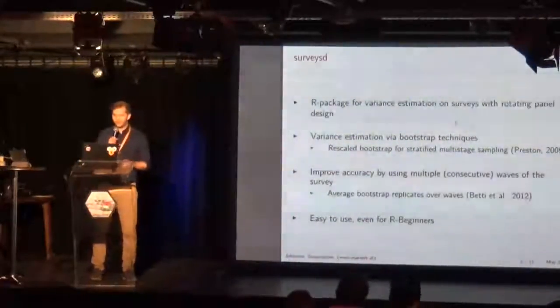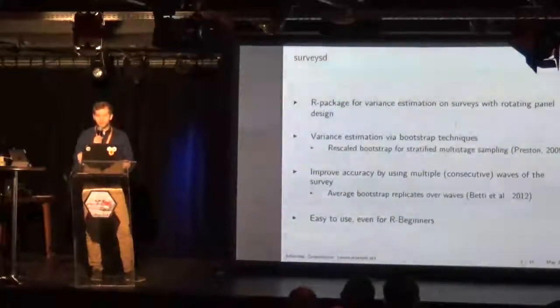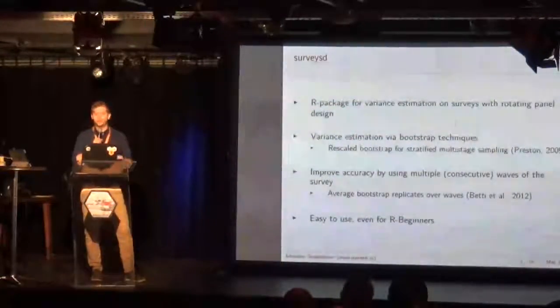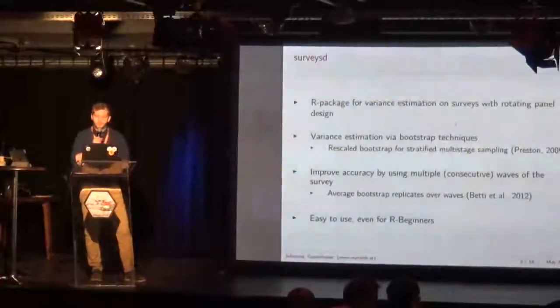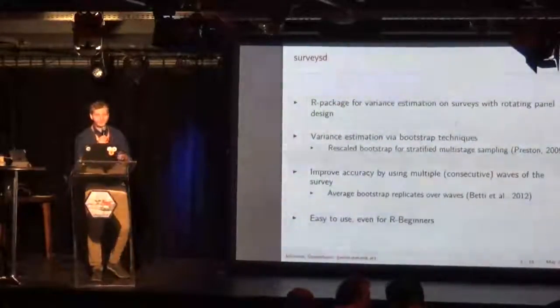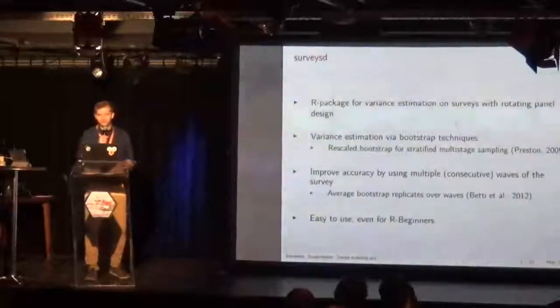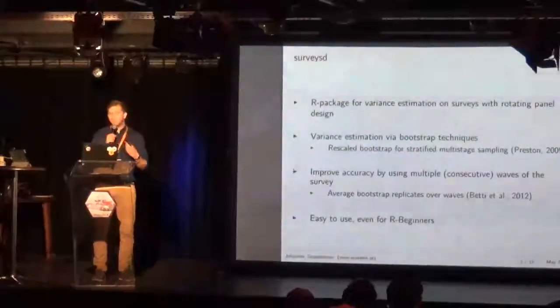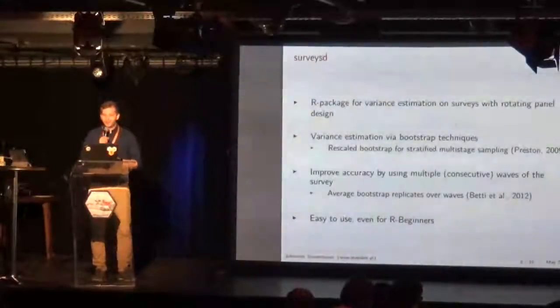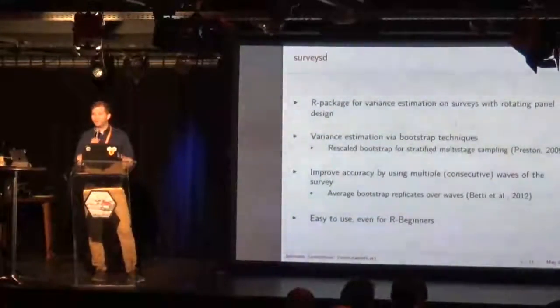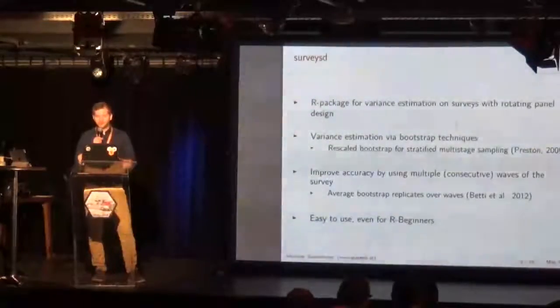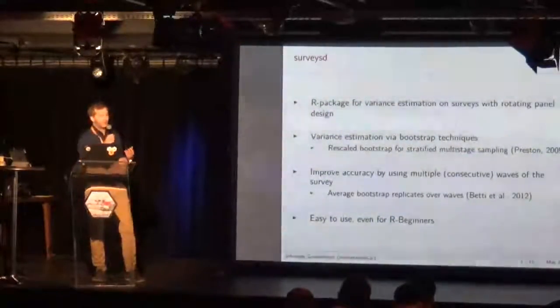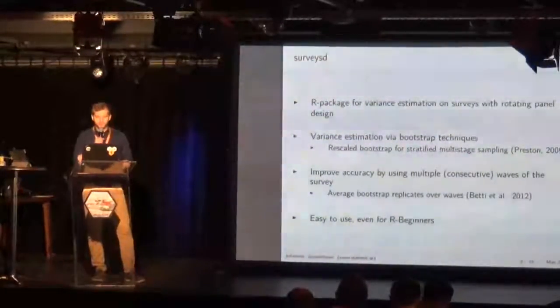For the standard area estimation, we're using a bootstrapping technique. So we're not directly estimating estimates, but we're simulating them, so to say, and we're using this rescaled bootstrap from Preston 2009. And for this improved accuracy, we're using a very cheap, or let's say primitive trick, where we just average over the bootstrap replicates over consecutive waves. And this is very simple, but also very effective.